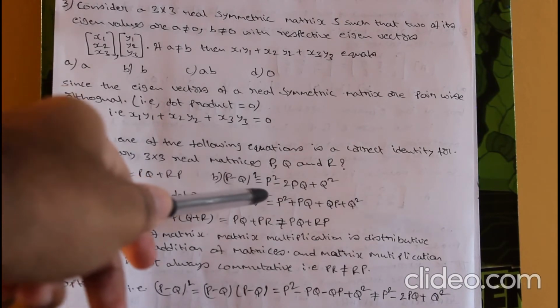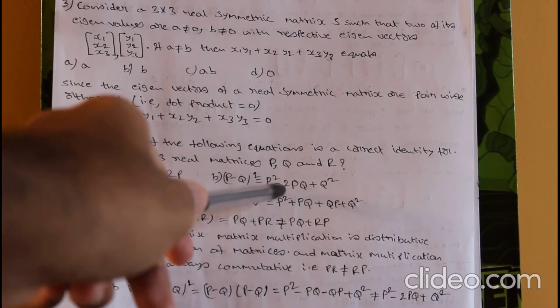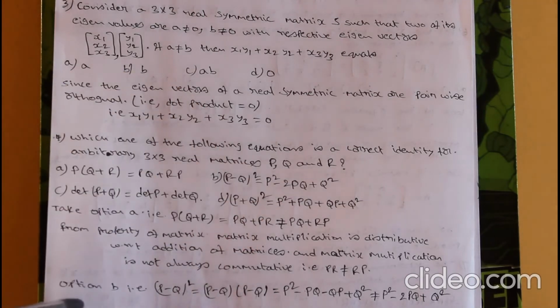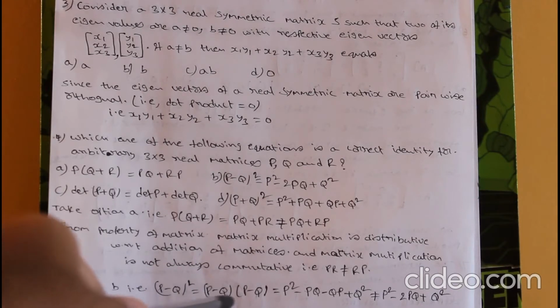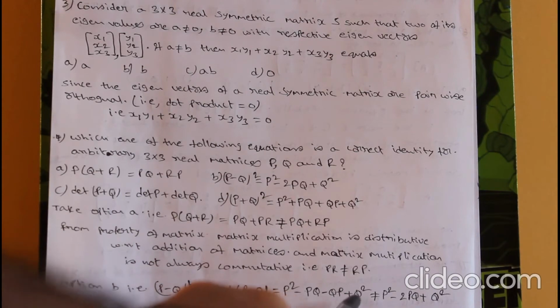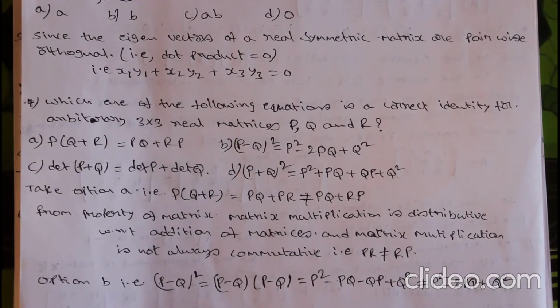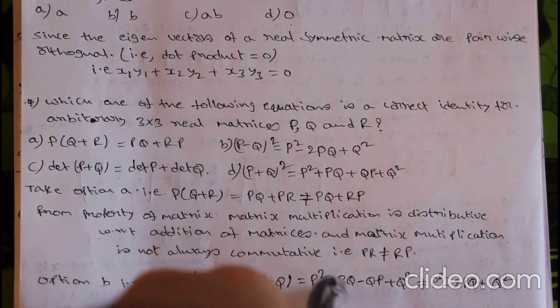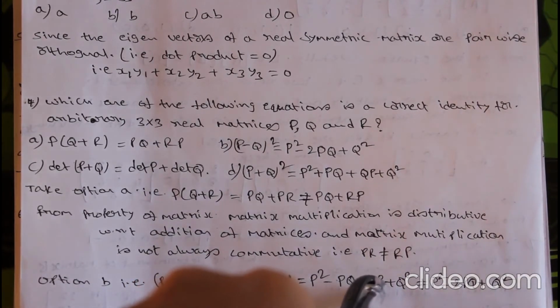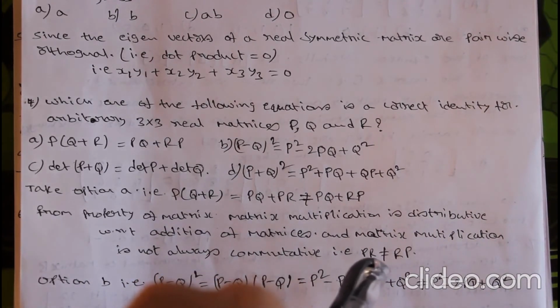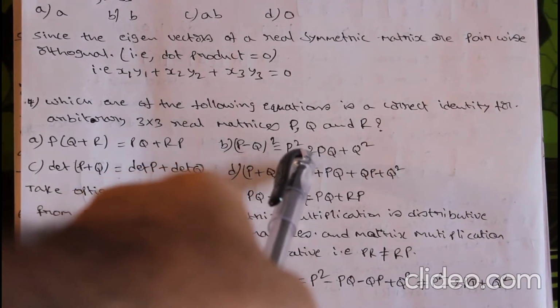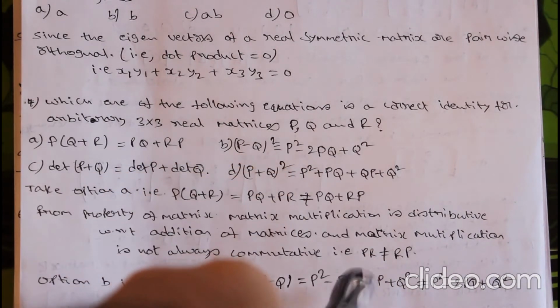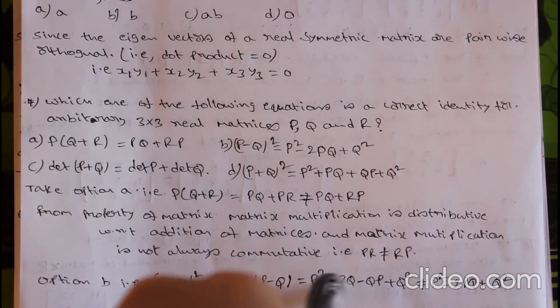(P minus Q) whole square is given as P square minus 2PQ plus Q square. So (P minus Q) whole square is equal to (P minus Q) into (P minus Q), that is equal to P square minus PQ minus QP plus Q square. Again, matrix multiplication is not always commutative, so minus PQ minus QP cannot be minus 2PQ. In the given option, QP is taken as PQ.